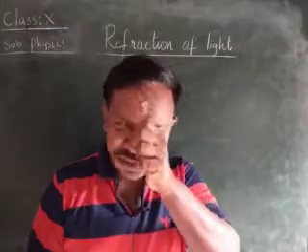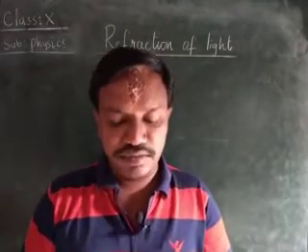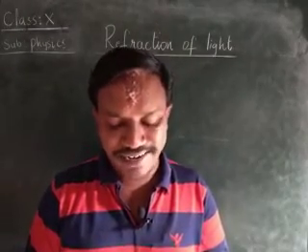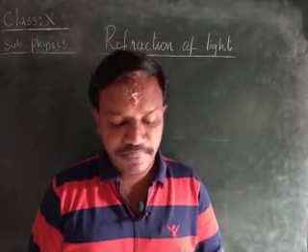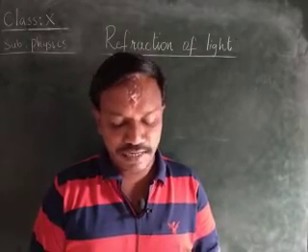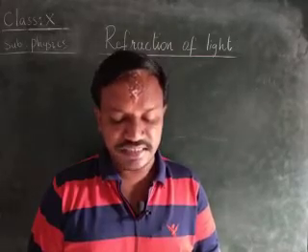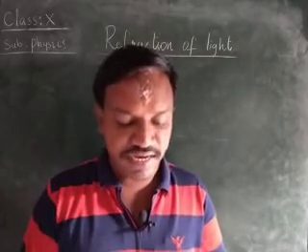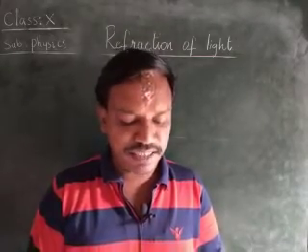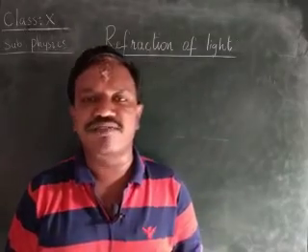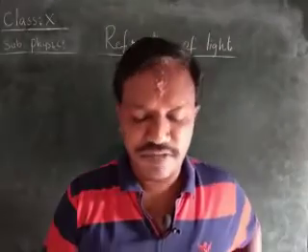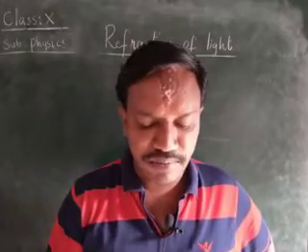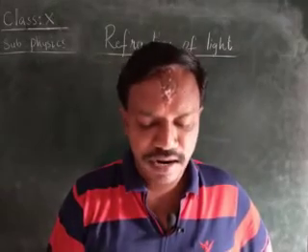That means the points that are given. The formula used when a light ray enters a medium with refractive index n2 from a medium with refractive index n1 at a curved surface interface with a radius of curvature r is n2 by v minus n1 by u is equal to n2 minus n1 by r. That is the curved surface formula, children.